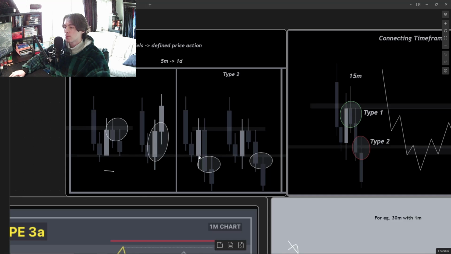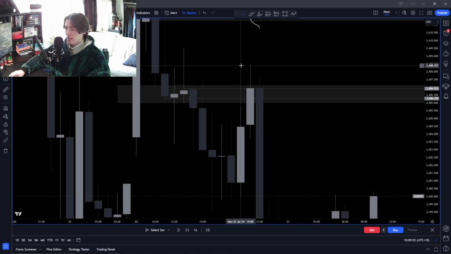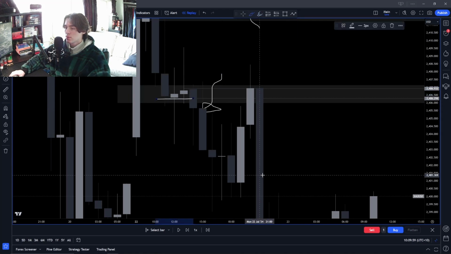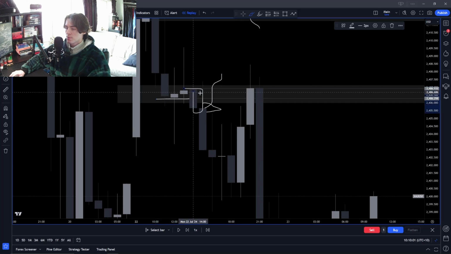Remember we talked about a level being at the open and the close of price when you go from bullish to bearish, but you're closing beyond that. An example of a type 2 here would be this candle close. You have a close beyond a level. Here, the candle body closes beyond a level.